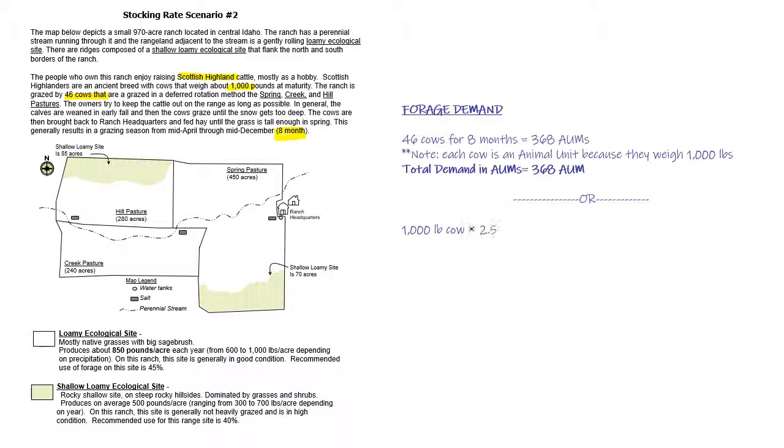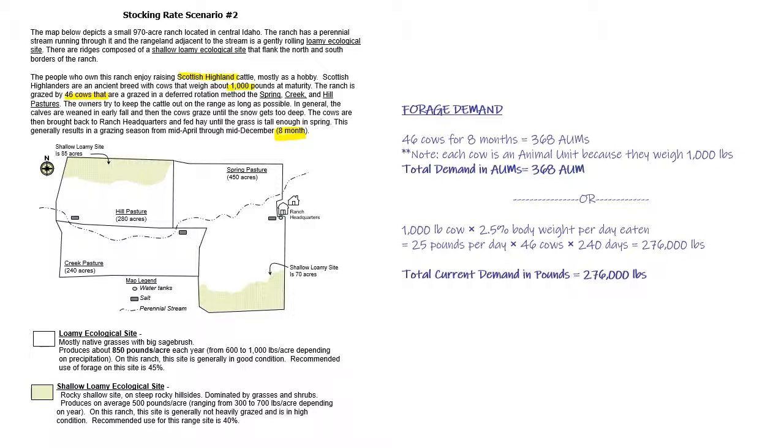Or you could look at that in how much they actually eat per day. You've got a 1,000-pound cow, eats 2.5% of its body weight. That's 25 pounds a day. They're out there for 240 days, there's 46 cows. And that means that you need 276,000 pounds of forage. So your total demand on this pasture with cows alone is 276,000 pounds of forage. So again, that's just looking at it as how many AUMs you have versus how many pounds of forage you need. Both of them are estimates of forage demand.